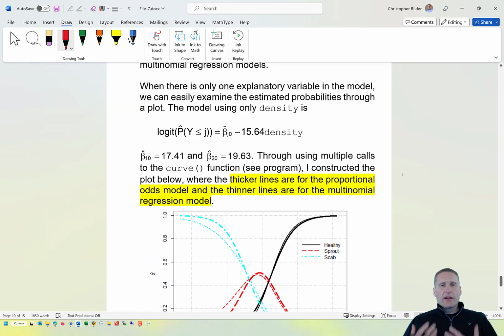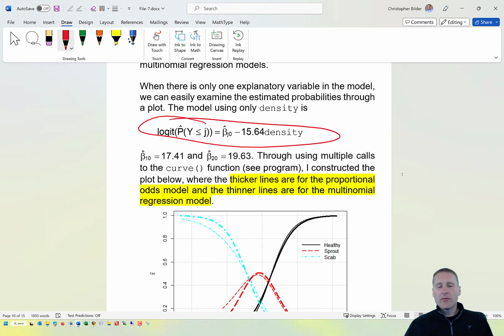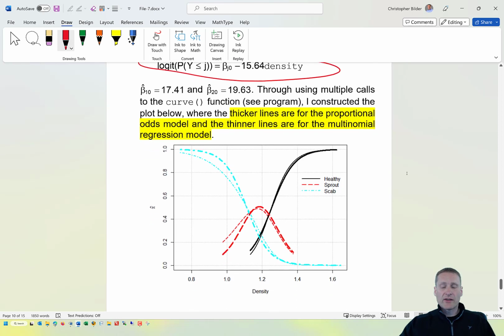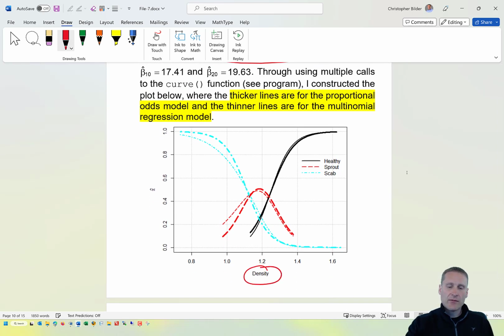Now let's try to visualize what our model is saying. Since I have more than one explanatory variable, that's more difficult to do. So similar to what I did with the multinomial regression model, I'm going to look at a case where we only have density as my explanatory variable of interest. I re-estimate the model. This is what I get for my estimated model. And then I plot the corresponding probabilities. Please take a look at my code. So I plot the probabilities as a function of density. Here's density, and my estimated probability of having a particular category of kernel is on the y-axis.